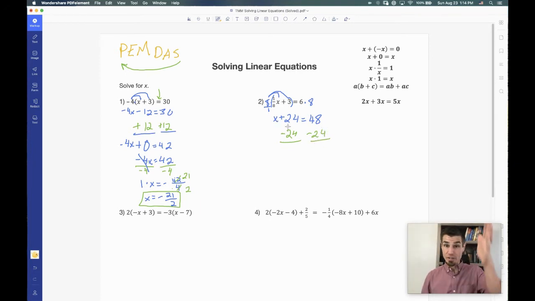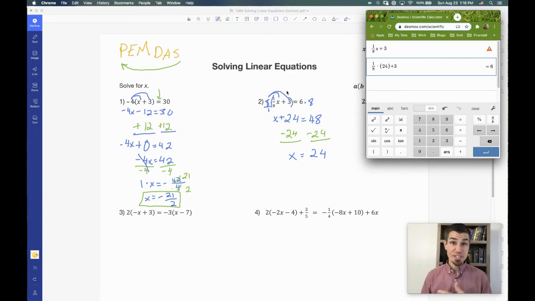So then we've lined it all up with our like terms. We didn't do anything with x, so we bring that down. 24 minus 24 is 0. In this case, we'll go ahead and skip that. And it's equal to 48 minus 24, which gives us 24.